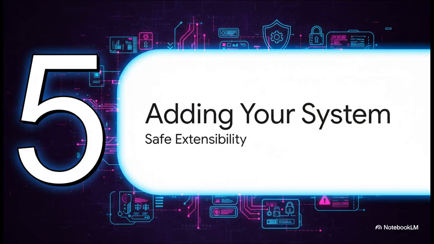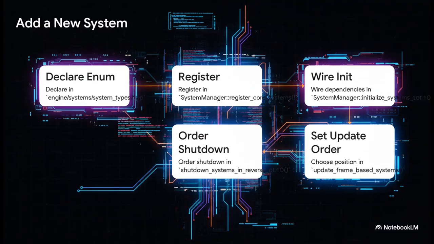So, with all this explicit ordering, you might be thinking, how on earth do I add my own system into this thing without breaking everything? Well, the good news is the engine is designed to make this a really safe and predictable process. Extending the engine is designed to be boring. And believe me, that's a good thing. You just follow a simple checklist across a few key files. You declare your system, you register it, you wire up its dependencies, you pick its exact spot in the update order, and then you define its shutdown behavior. There's no hidden magic, which means no hidden surprises down the line.